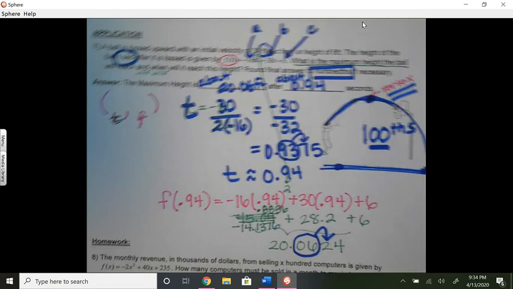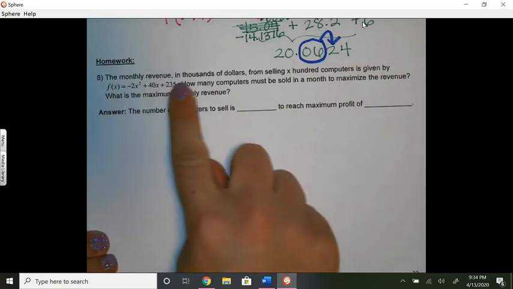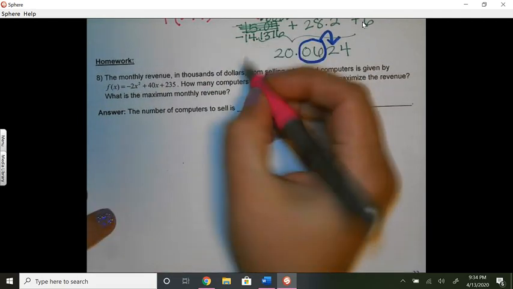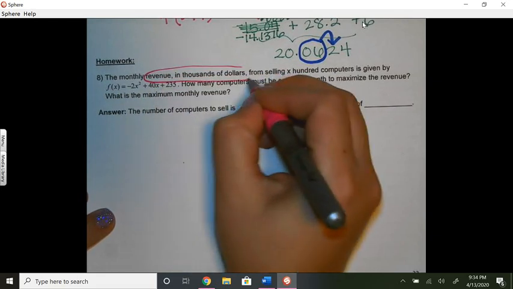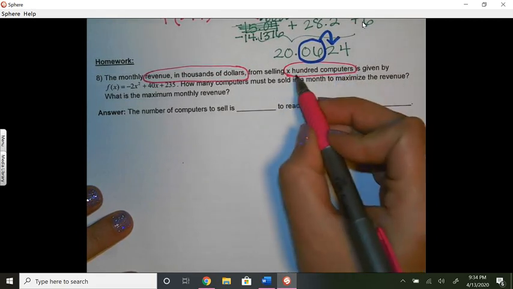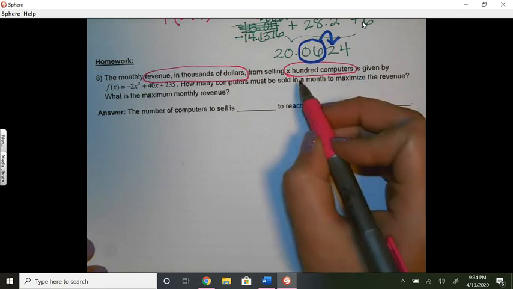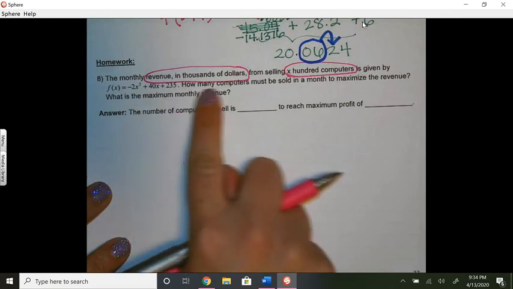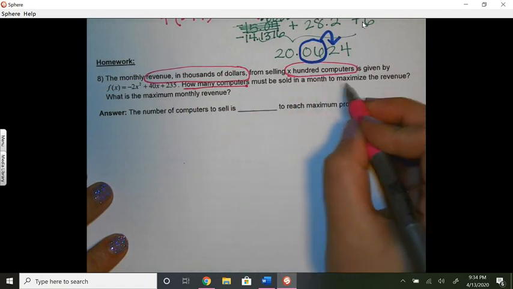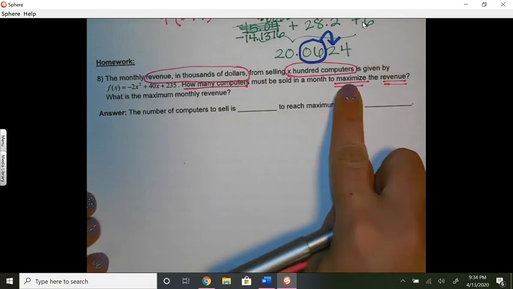Okay, so let's go ahead and take a look at the next application problem. So it says the monthly revenue in thousands of dollars. So whenever I get the revenue, I need to label it in thousands of dollars from selling X hundred computers. Okay, so X is the number of computers in hundreds. So if I get 10, it's not 10, it's 1000. If I get 4, it's 400. It's given by how many computers, so I need to find out how many computers, that's what I'm trying to find, must be sold to maximize the revenue. So it wants me to find how many computers and the highest revenue.